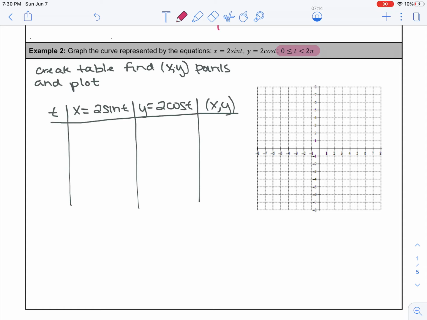Okay, and it's going to be important to carefully select points, right? We want to select certain values of t on this interval that are going to be easy to evaluate, and also simplify given the expressions that we have.